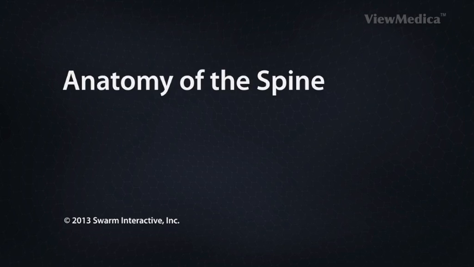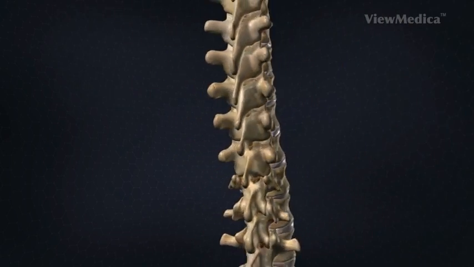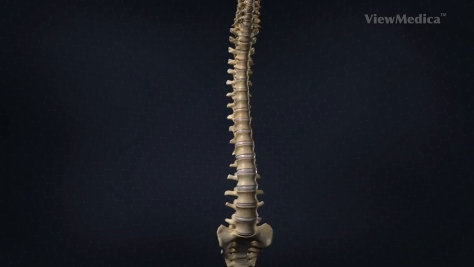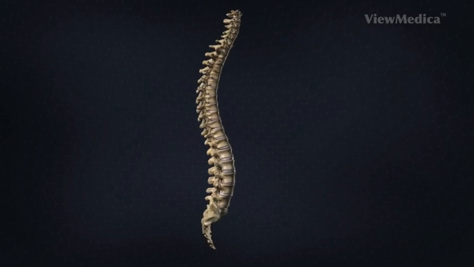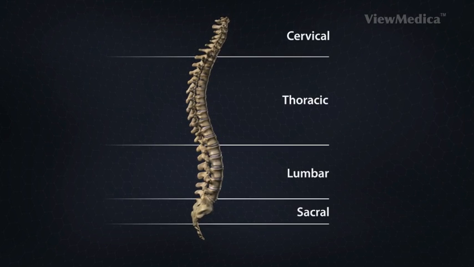Anatomy of the spine. The spinal column is the body's main support structure. Its 33 bones, called vertebrae, are divided into 5 regions: cervical, thoracic, lumbar, sacral, and coccygeal.